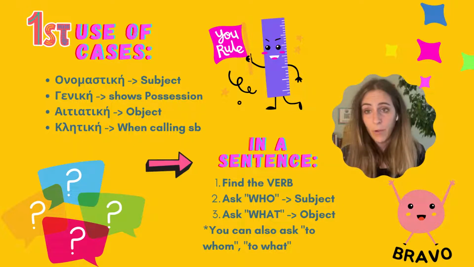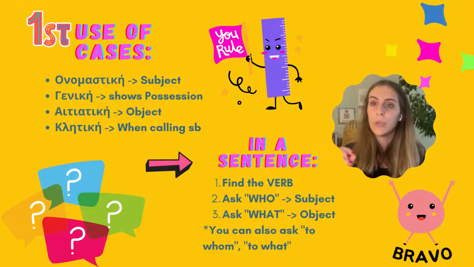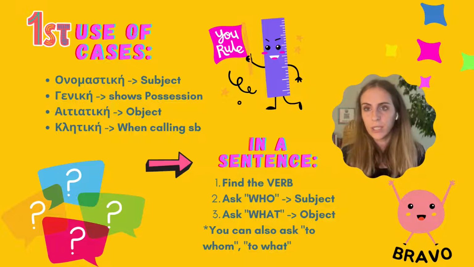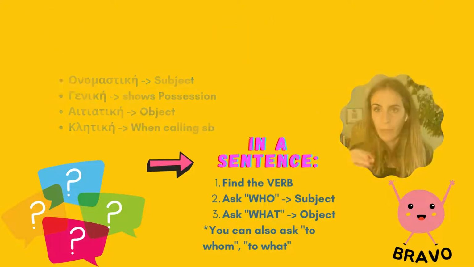And now vocative, η κλητική, is the case that we use when we call someone. For example, Maria, come, George, come. This is the vocative. This is the first most important rule that you need to remember.